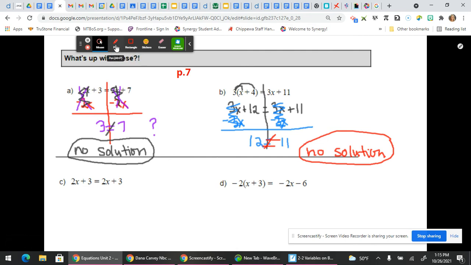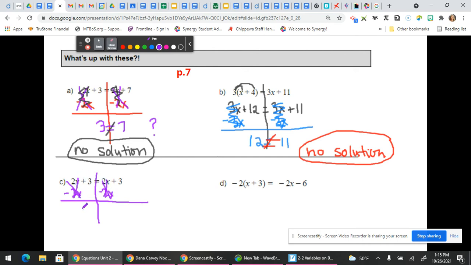There we go. So let's take a look at letter C. So letter C, once again, I've got 2x plus 3 equals 2x plus 3. I'm going to put my line in and solve. And maybe some of you noticed, but hey, they're exactly the same on both sides. They're identical. So if I didn't notice that they were the same, and I wanted to eliminate one of my variables, I would go minus 2x on the right. And watch what happens this time. My 2x's cancel. So now we're balancing.